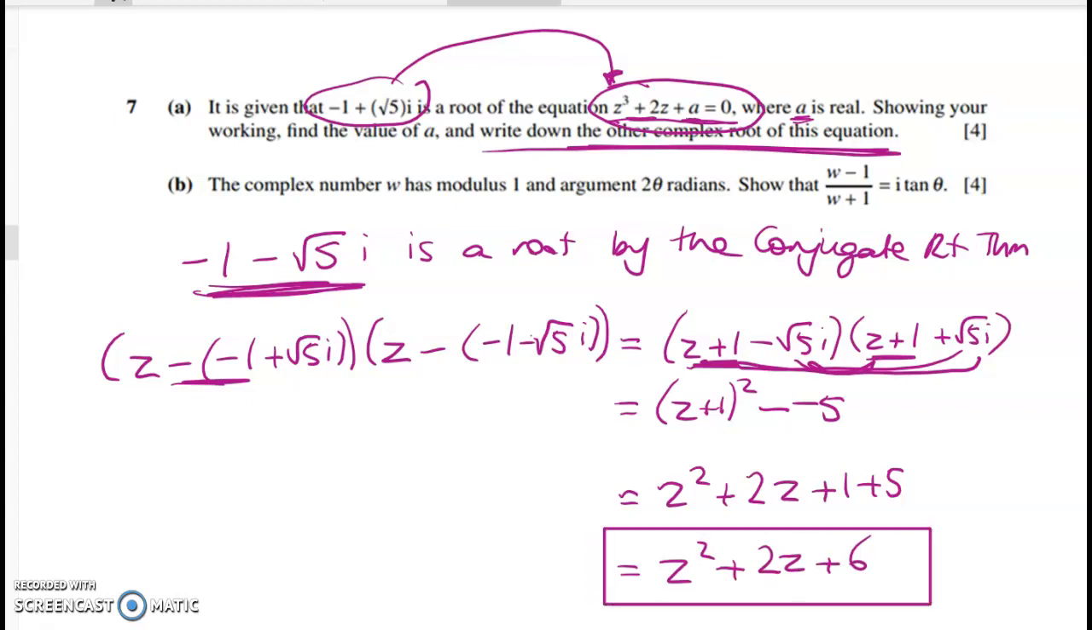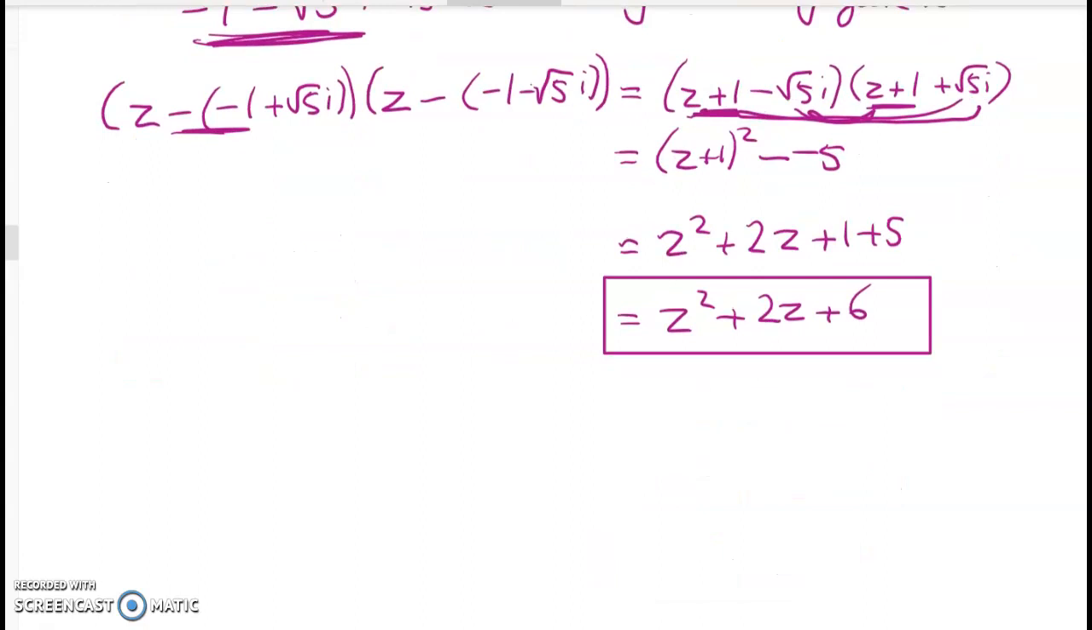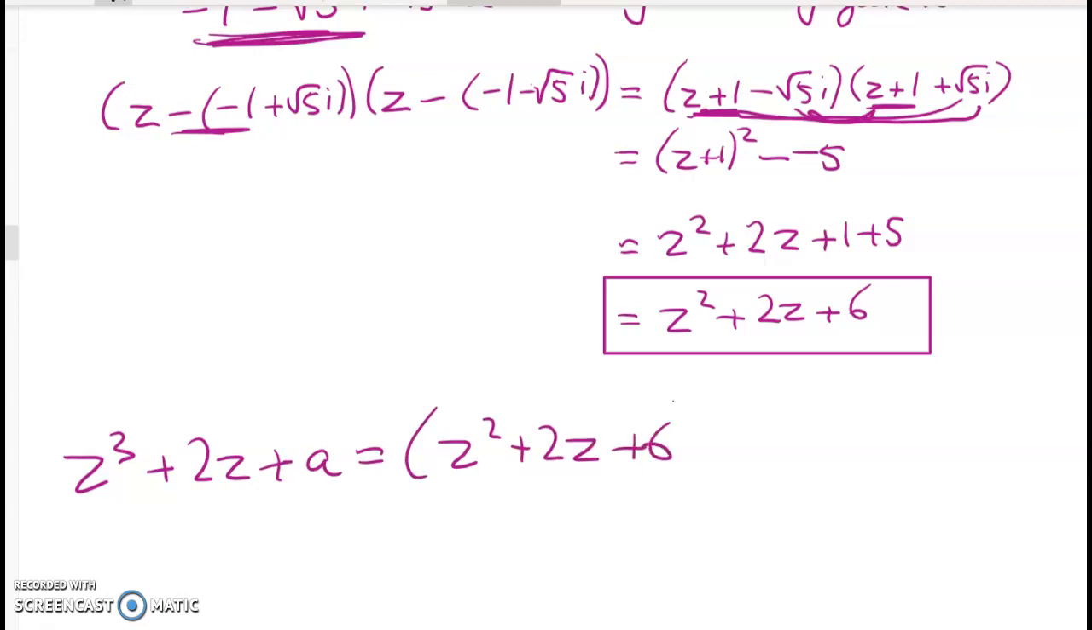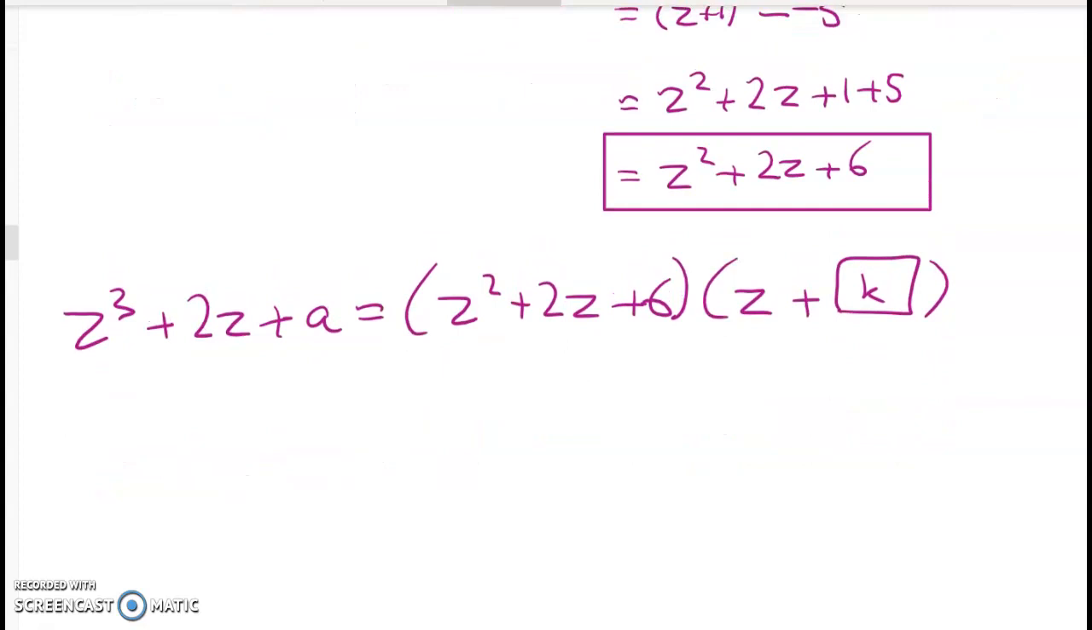Okay, so that's my first bit done, and now I have to match it up with this. So doing matching on that, in order to get a, will give me this. z cubed plus 2z plus a has to equal this, and then it's going to be times (z plus k). I'm going to expand the whole thing out to show people who still need practice at this. So I've got z squared, all of this times this, so z cubed plus 2z squared plus 6z. That gives me that bit there.